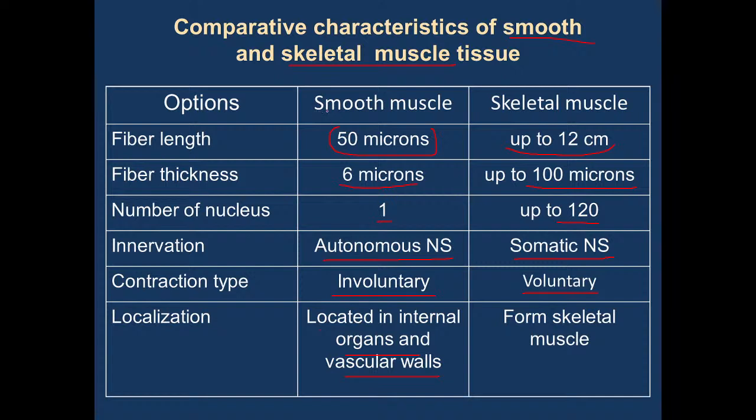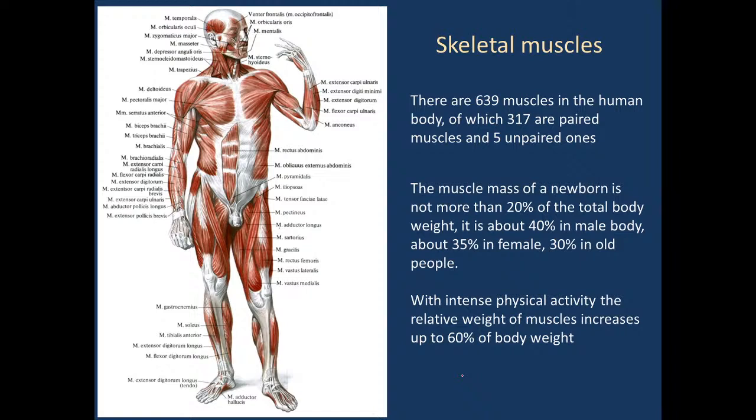So you can find smooth muscles almost everywhere, in all organs in our system, because all organs have vessels. But skeletal muscle tissue we can find only in skeletal muscles. This is the movement system, not everywhere. We will focus on the skeletal muscles today.